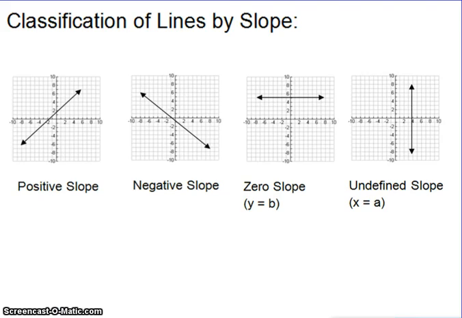Alright, so slopes can have different values. We can have a positive value, meaning we're growing. You always read it from left to right. Going up is positive, going down is negative. Going left to right, if there's no change, that's 0. And if I can't move left to right at all, that's what we call undefined. You need to be able to match a graph of different lines to see what kind of slope I have going on here.